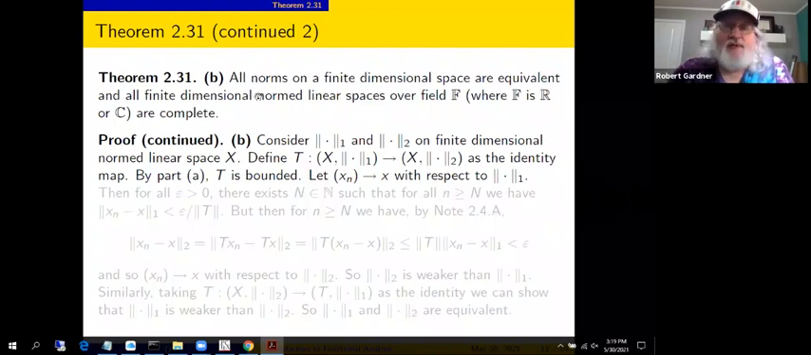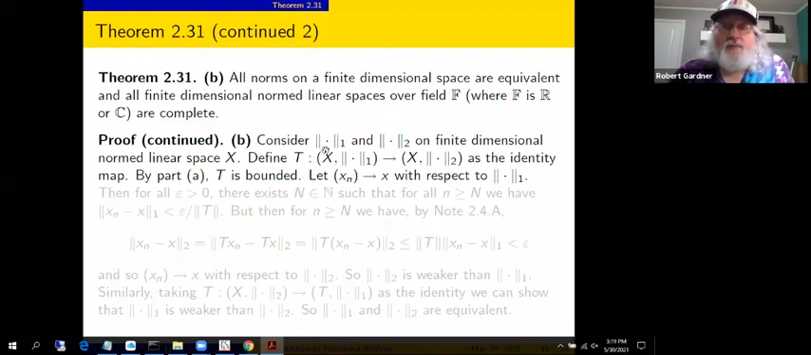Secondly, a couple of claims on this one. All norms on a finite dimensional space are equivalent, and all finite dimensional normed linear spaces over the reals or the complex numbers are complete. So two claims. First claim, equivalence of norms. Second claim, completeness.